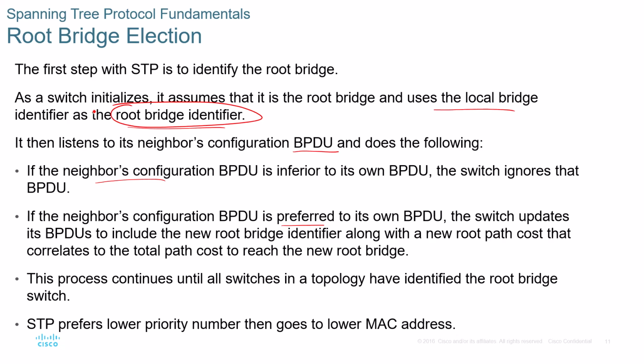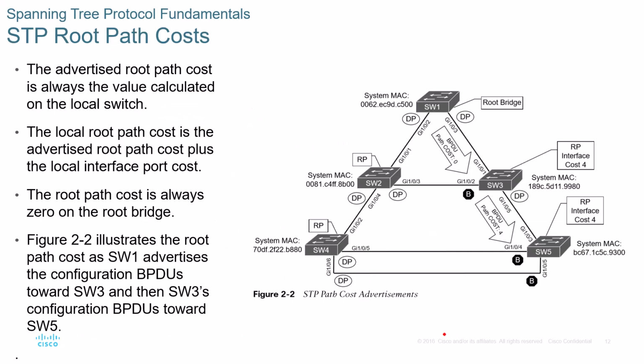So what do we mean by preferred? STP prefers the lower priority. And if all of them have the default priority, then it will go to the lowest MAC address. So again, there is a process. Once we identify which is the root bridge, then we have to figure out the path costs. We already know that all of the root bridge's ports will be designated ports. So these ports will automatically be recognized.